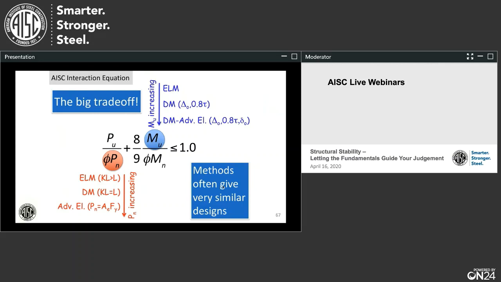What we are also at the same time increasing is the M sub u, the moment. The moments are getting larger in the direct analysis method because you had to model the geometric imperfection, the sway story displacements, and you had to have a knockdown 0.8 on top. If you go even one further and also model the member imperfections, the moments are going to even be larger. So it turns out to be one big trade-off. Yes, you're increasing the compressive strength, but at the same time, you're increasing the moment demands. And so at the end of the day, all three methods can give very similar designs.